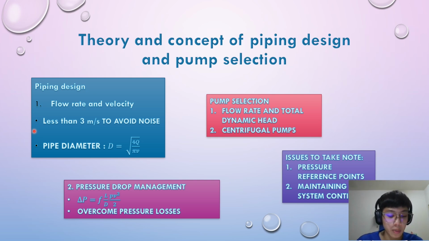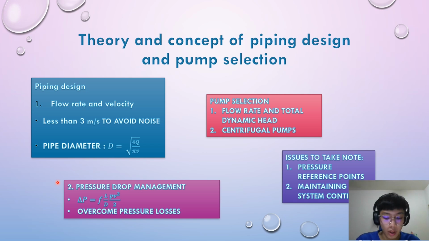The flow velocity is usually between 1 to 3 meters per second to avoid noise, vibration, and erosion. For the pipe diameter, we use the equation D equals the square root of 4Q over pi V. D is the pipe diameter, Q is the flow rate, and V is the velocity of flow. And the second is pressure drop management.